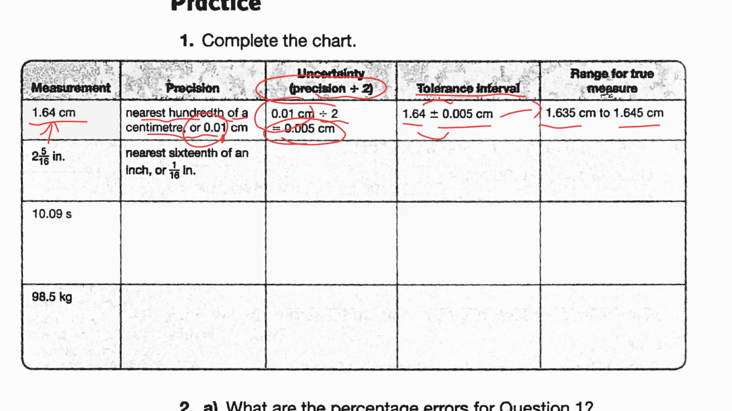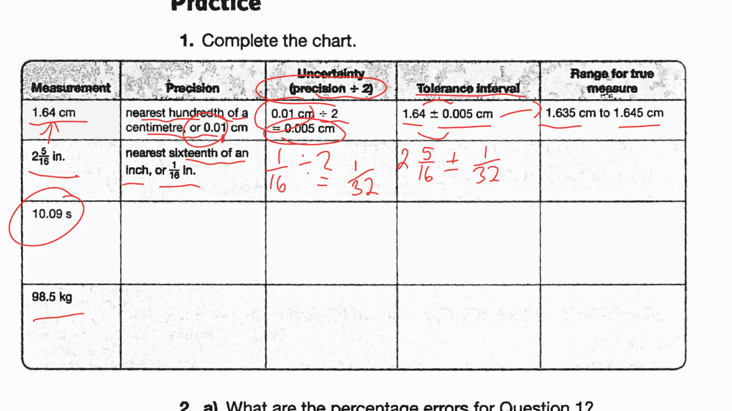So I'm going to do that one, and I'll do that one. You guys do 10.09. So nearest 16th of an inch, or 1/16. Okay. So I have to go 1/16 divided by 2 is going to equal 1/32. So we have 2 5/16 plus or minus 1/32. That means that my range is 2 9/32 to 2 11/32.